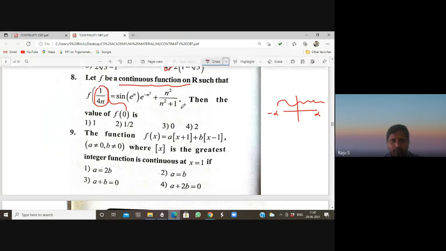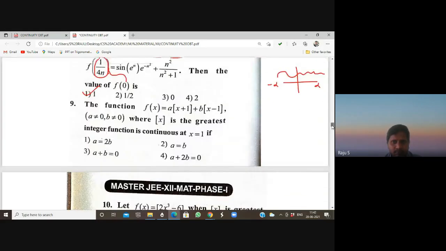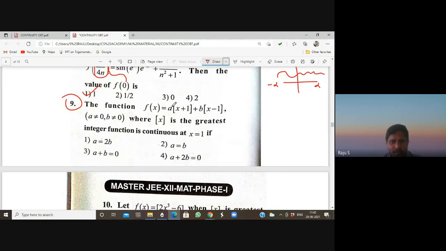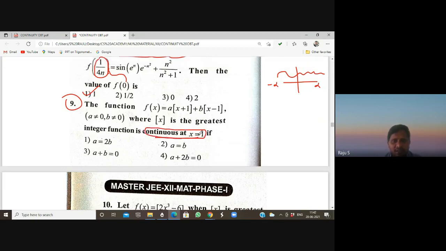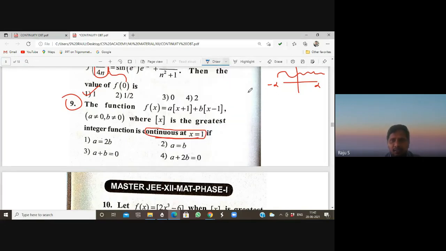Clear, students? The answer is the first option. Again, this question is a logical question. In just 2 minutes, I can complete the question. See, clearly they have given that it is continuous. Continuous in the sense, here only I'll explain you.